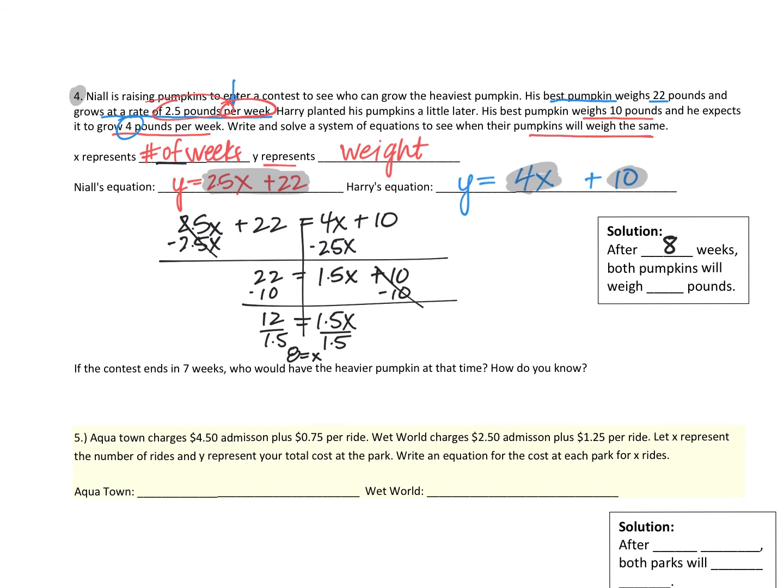So I'm going to come to Harry's equation. I'll do y equals 4 times 8 plus 10, after 8 weeks. Well, 4 times 8 is 32 plus 10 is 42 pounds. So I think they'll weigh 42 pounds, but I'm going to do a check on Neil's. Same thing, I'm going to do 2.5 times 8 weeks plus 22, and hopefully that equals 42 pounds. So I'll quick check that, 2.5 times 8, and then plus 22, and guess what? It does equal 42. So I know I did that one correctly.